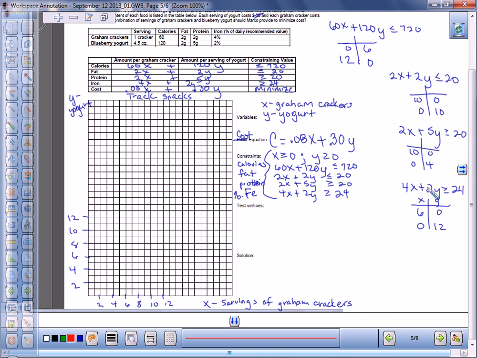Let's see. Y-intercept of 6. X-intercept of 12.